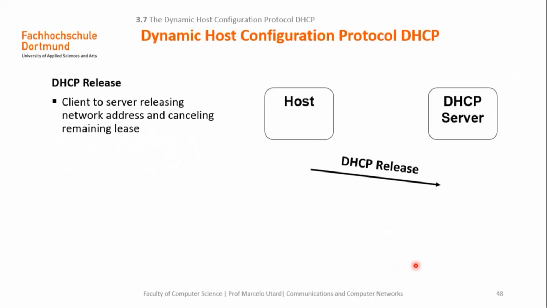Finally, the host could use a DHCP release in order to indicate to the DHCP server that the network address is no longer needed, canceling the remaining lease, and in that way the DHCP server could reuse that address.